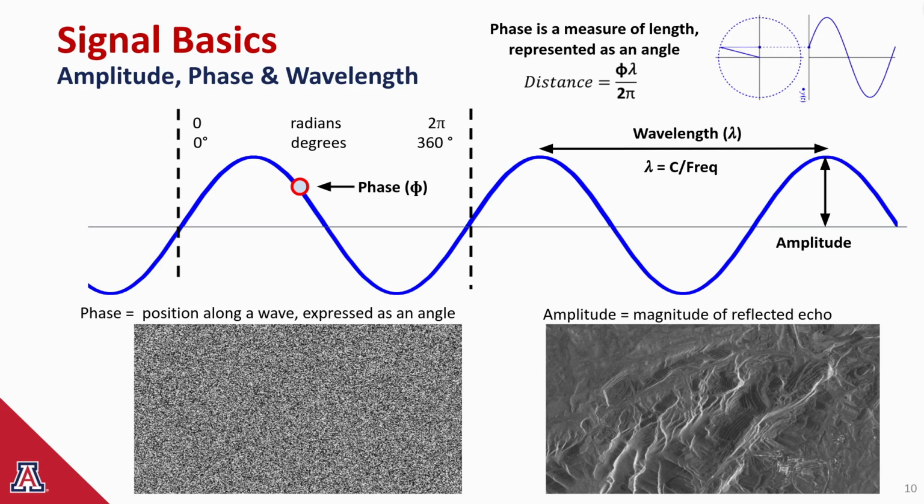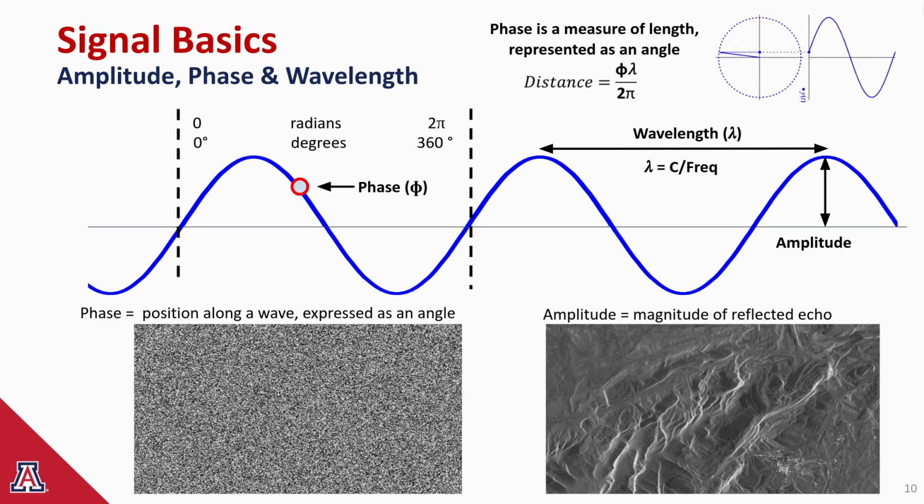For InSAR, the most important aspect of this wave is the phase. Phase is an angular measure of distance along the wave. In the top right, you can see how angle can be used to express distance. When I'm halfway around the circle, I'm also halfway along the wave, or at 180 degrees. Phase and distance are related by a simple equation as shown, where distance in, say, centimeters equals phase times lambda, also in centimeters, over 2 pi.